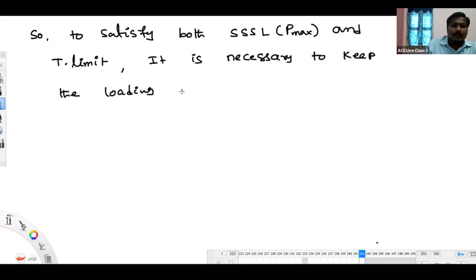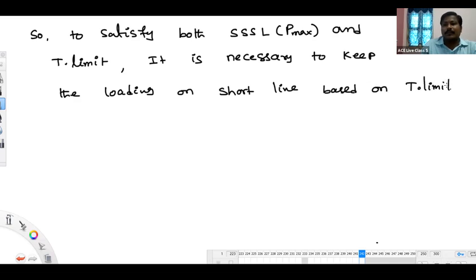On short transmission lines, loading is based on the thermal limit. So to satisfy both P maximum and thermal limits, it is necessary to keep the loading on the short transmission line based on the thermal limit. I think all of you are getting this, right? Because the thermal limit is a lower value compared to P maximum. That's why we are taking that.